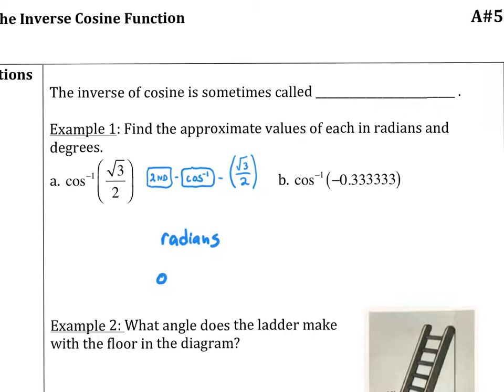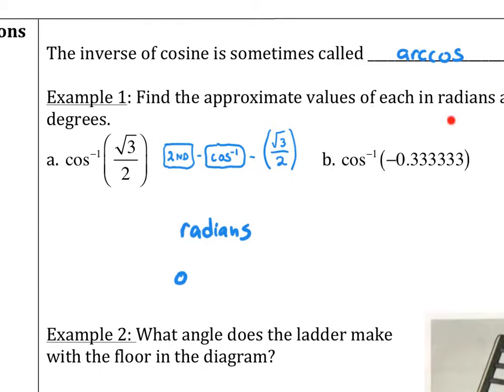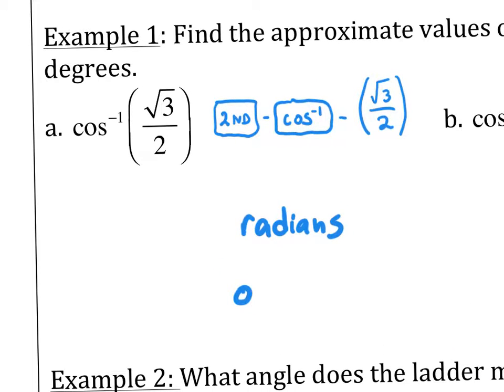As I mentioned earlier, the inverse of cosine is sometimes called the arc cosine, like so. All right, this first example, I want to show you how to use your calculator. We're going to find the approximate values of each in radians and in degrees. So what you're going to do with your calculator, you're going to press the second button, the inverse cosine, which is above the cosine, and then enter in our value, end parenthesis.